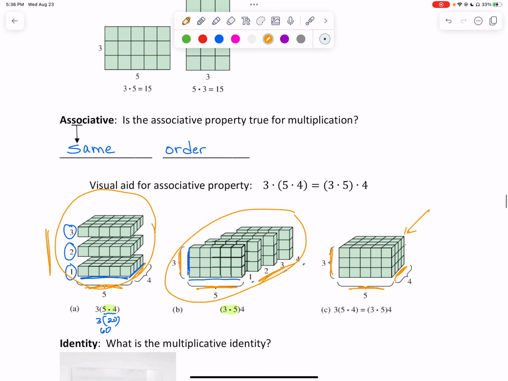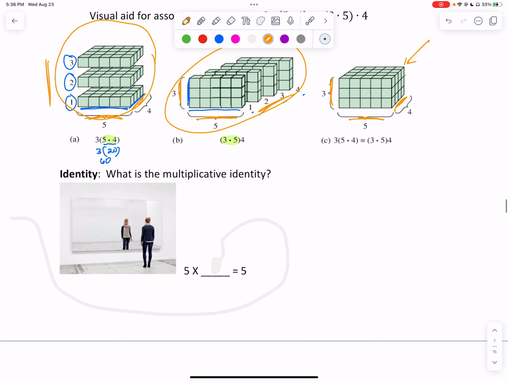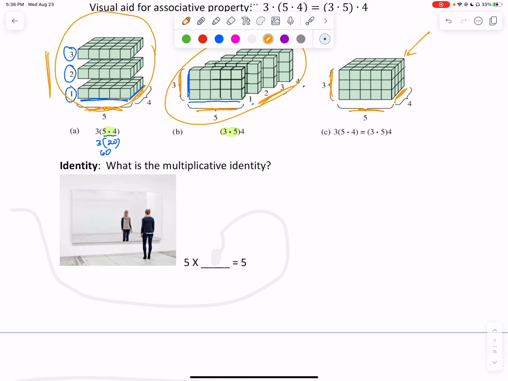Okay, what about identity? Multiplicative identity. What would I have to multiply 5 by to get the same thing back?